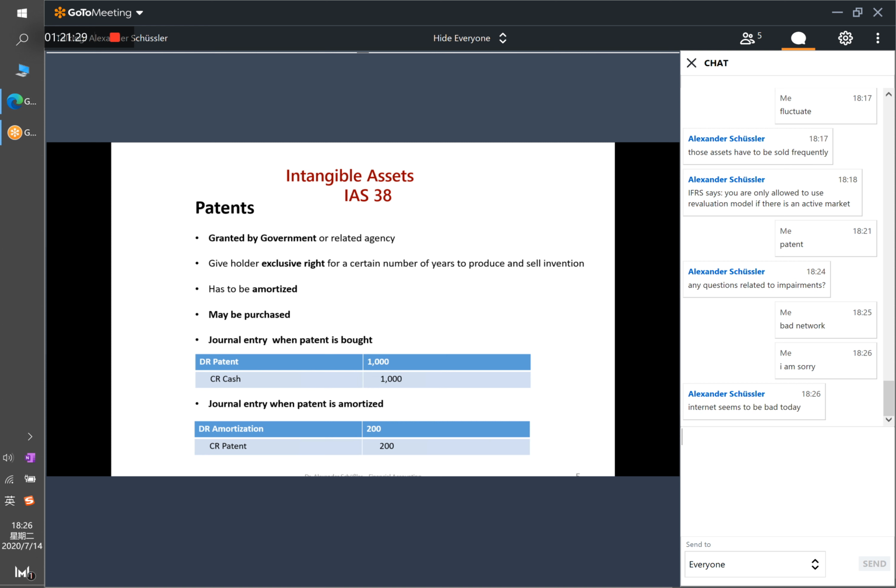So these are specific subcategories of intangible assets, and let's start with patents. Patents are granted by the government or by a related agency. In Germany, it's the Patentamt. A patent gives the holder an exclusive right for a certain number of years to produce and sell an invention. A patent has to be amortized, and it may be purchased.